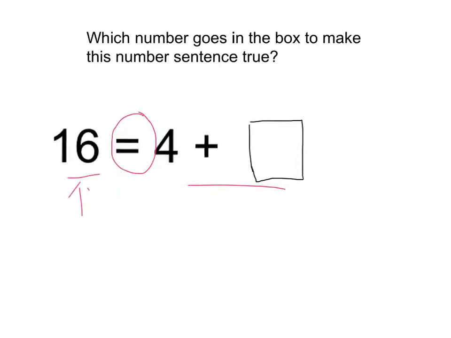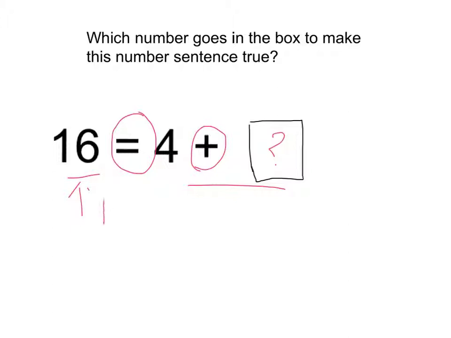So I have to figure out 16 equals 4 plus what? And we see that box, that empty box, it always stands for the word what. So 16 equals 4 plus what? I can do some reverse addition here because I see an addition sign. So the opposite of addition is subtraction. So I can do this problem in a number of ways.